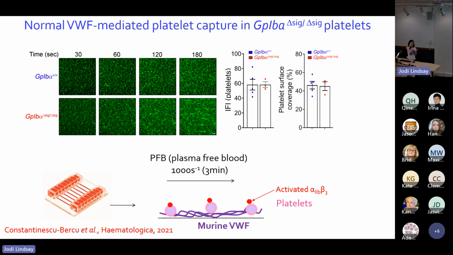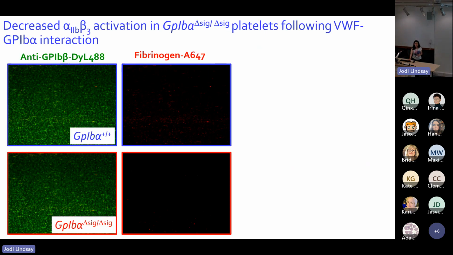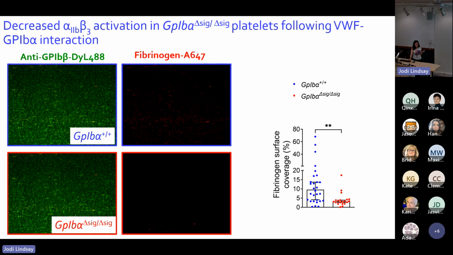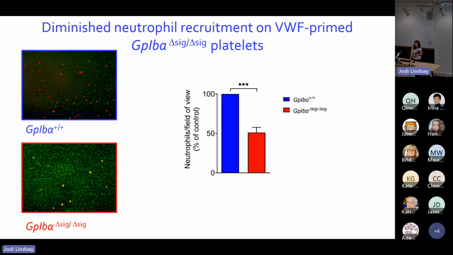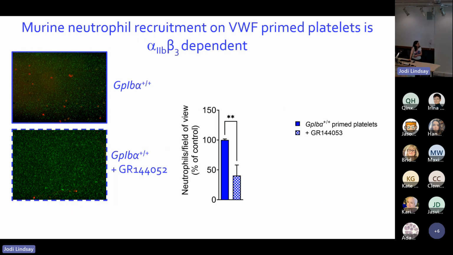So going back to our microfluidic model, consistent with the presence of the extracellular domain of GP1B alpha, you have normal platelet capture in these mice compared to wild type. However, if you look at activation of alpha-2b beta-3, there is a significant reduction in the activation of these platelets. Consistent with this, these platelets have reduced ability to recruit neutrophils compared to wild-type platelets.